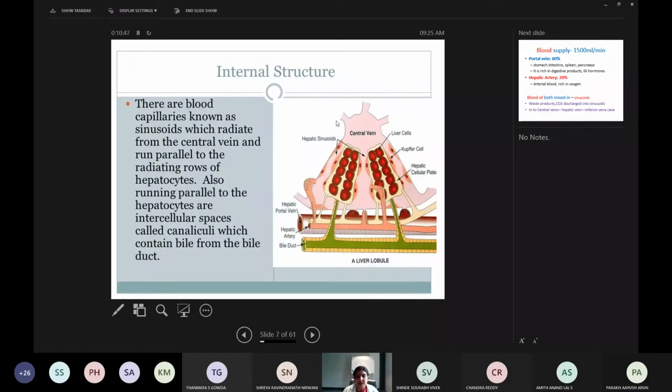Okay. Then this is one more picture in detail showing the hepatic sinusoids, and these sinusoids are lined with macrophage cells called Kupffer cells, and these are the hepatic cells. You will see that hepatic cells are arranged in cord-like radiations. In between these hepatocytes there is a space called the sinusoid, and these sinusoids are lined with Kupffer cells, which are very important for killing bacteria and viruses that enter the liver.